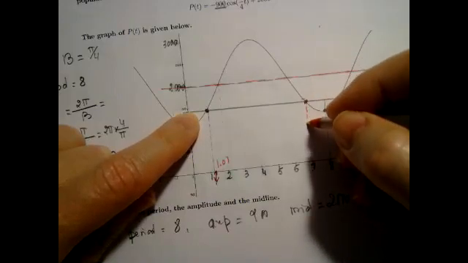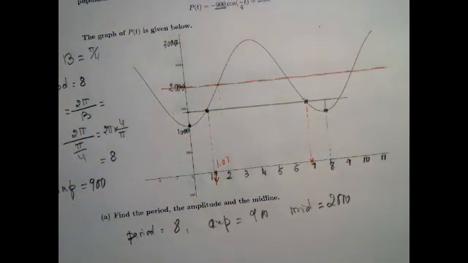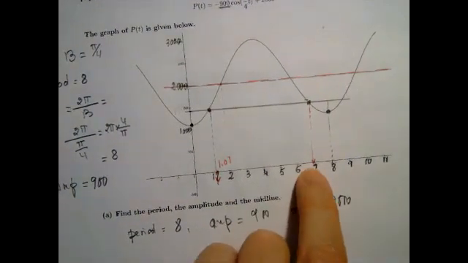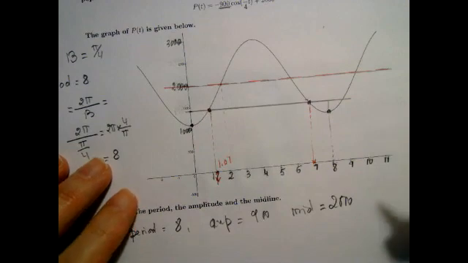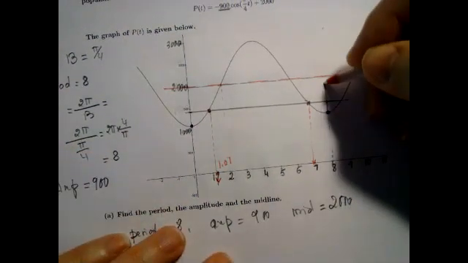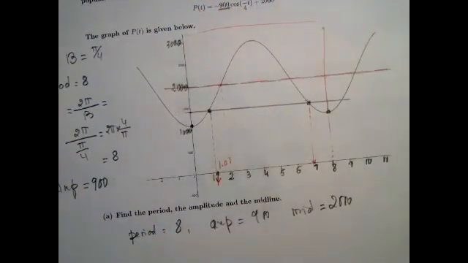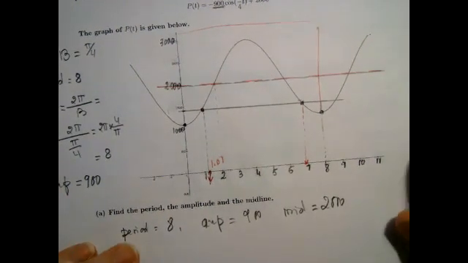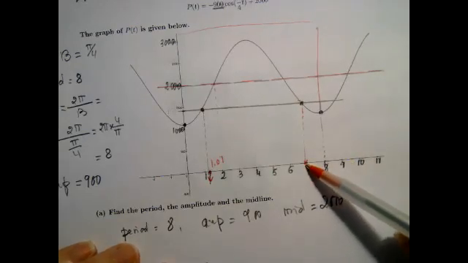Now, how can we use the symmetry of the graph? We're going to use the symmetry of the graph to figure out this one without doing a lot of math. So this is 8. This is what's happening over one cycle. That's my cycle. And the question is, how can I use the symmetry to be able to find this point?